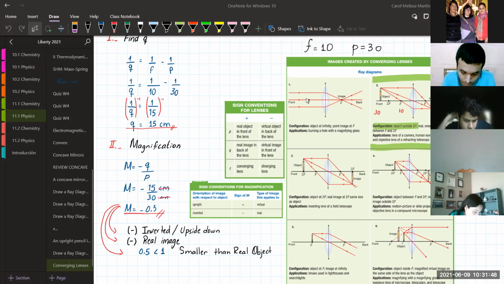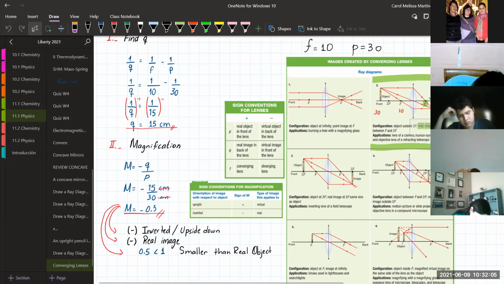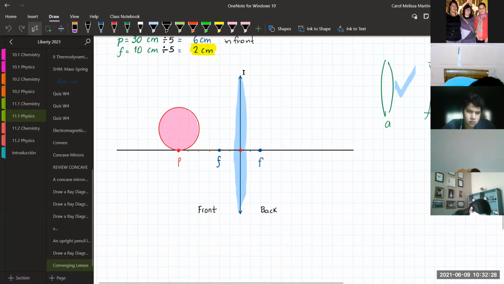Now, let's see about the configuration. It says the image is real, also smaller, and is going to be located between the focal and twice the focal point. That's what we really need to get. Now let's analyze. Real and smaller is exactly what we got here. And you see that the image here is upside down. So we're going to be using configuration number 2. If you don't know how to use it, just follow me with the rays, okay?